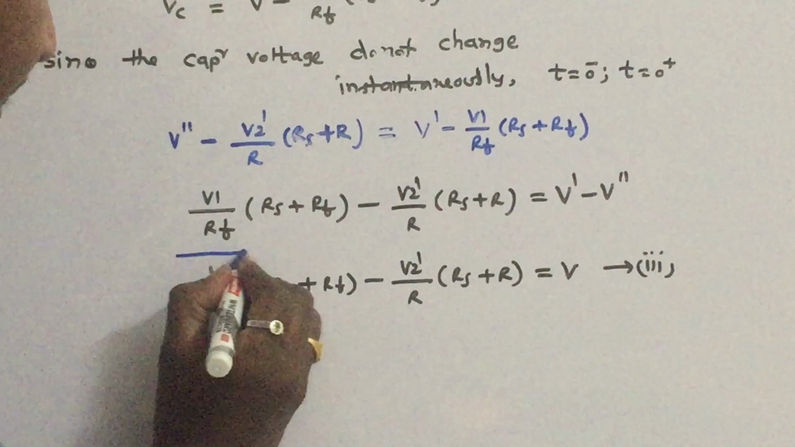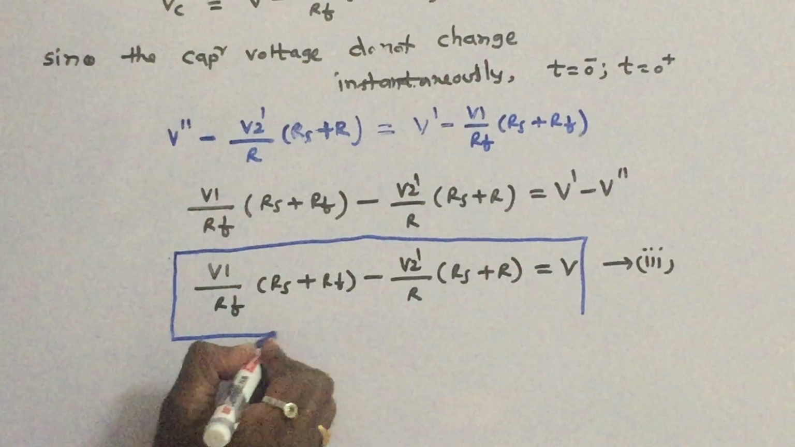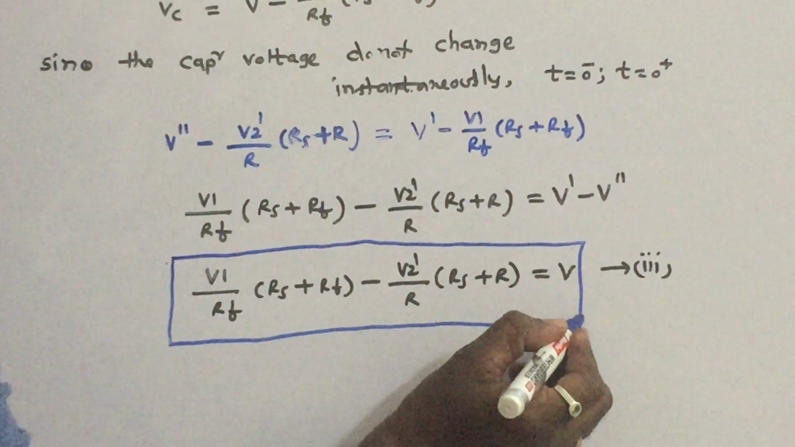So we finally get 4 equations. From the 4 equations we are able to find V1 dash and V2 dash of the steady state output.